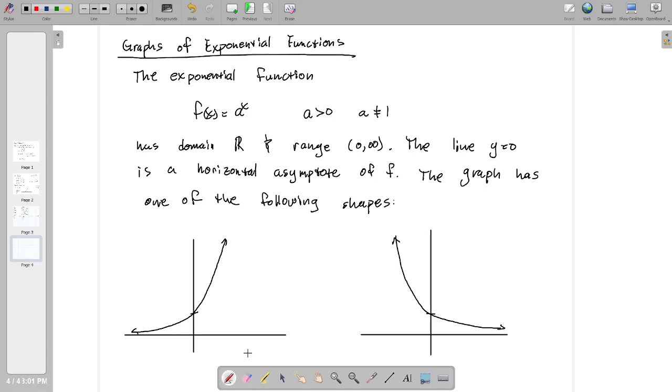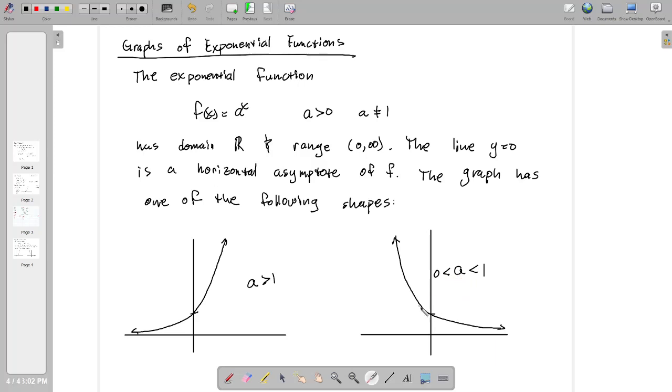Now, which one of these shapes has a less than 1, and which one has a greater than 1? Pause the video and think about it for a second. When you think you have an answer, unpause the video. This one will be a is greater than 1, and this one is a is less than 1. Now, we already know that a has to be greater than 0, so this would be in this form. It would be a positive fraction that's less than 1.